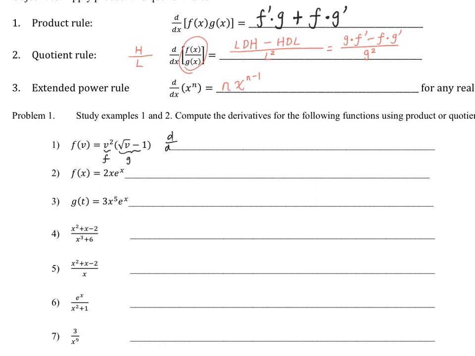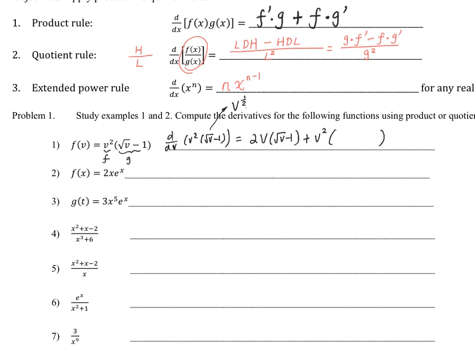So it's going to be dv. So v squared times square root of v minus 1. Okay, when we find that, it will be the derivative of the first one, which is 2v, times the second one, plus the first function times the derivative of the second function. Okay, and how do you find the derivative of square root of v? So here's the hint. Think about square root of v as v to the power 1/2.